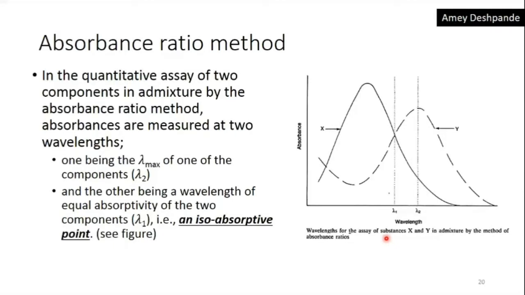So we need to select two wavelengths. One wavelength is lambda max of Y. The other wavelength is a common wavelength at which the absorptivity of X and Y are the same. Yes sir. Have you understood up to here?